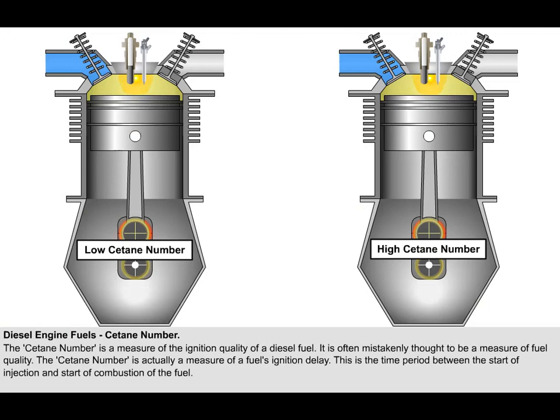The cetane number is actually a measure of a fuel's ignition delay. This is the time period between the start of injection and start of combustion of the fuel. In a particular diesel engine, higher cetane fuels will have shorter ignition delay periods than lower cetane fuels. Using the appropriate cetane-rated fuel in a diesel engine is critical to developing the power of that engine.